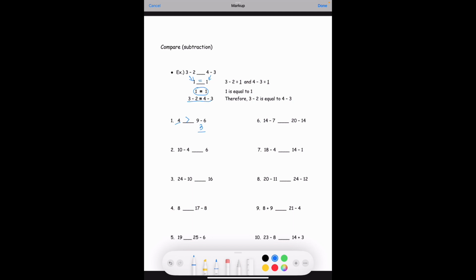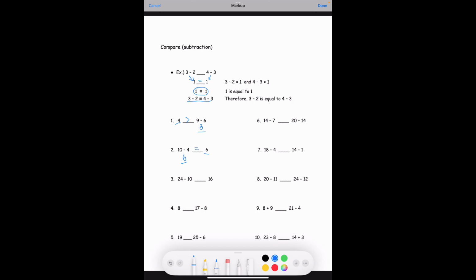Let's look at number 2. 10 minus 4, blank, and 6. Let's solve for 10 minus 4. 10 minus 4 equals 6, and 6 and 6 are the same number and they're equal to each other, so you will put the equal sign. So 10 minus 4 is equal to 6.